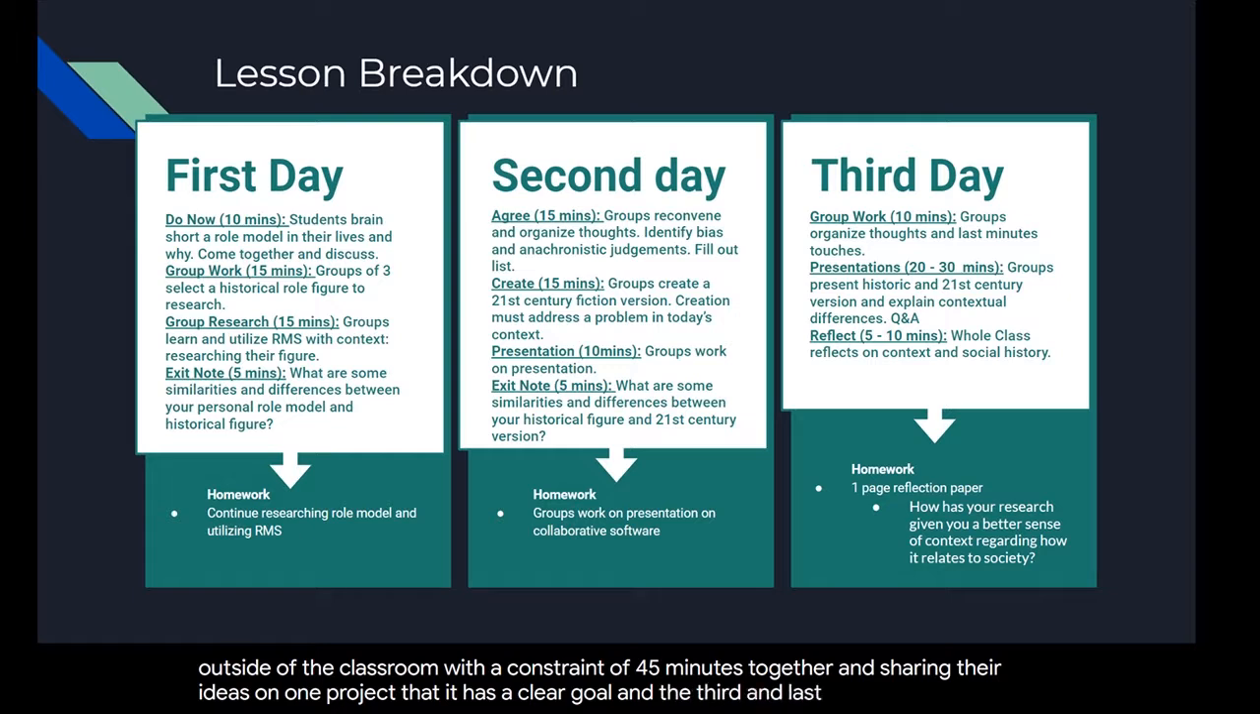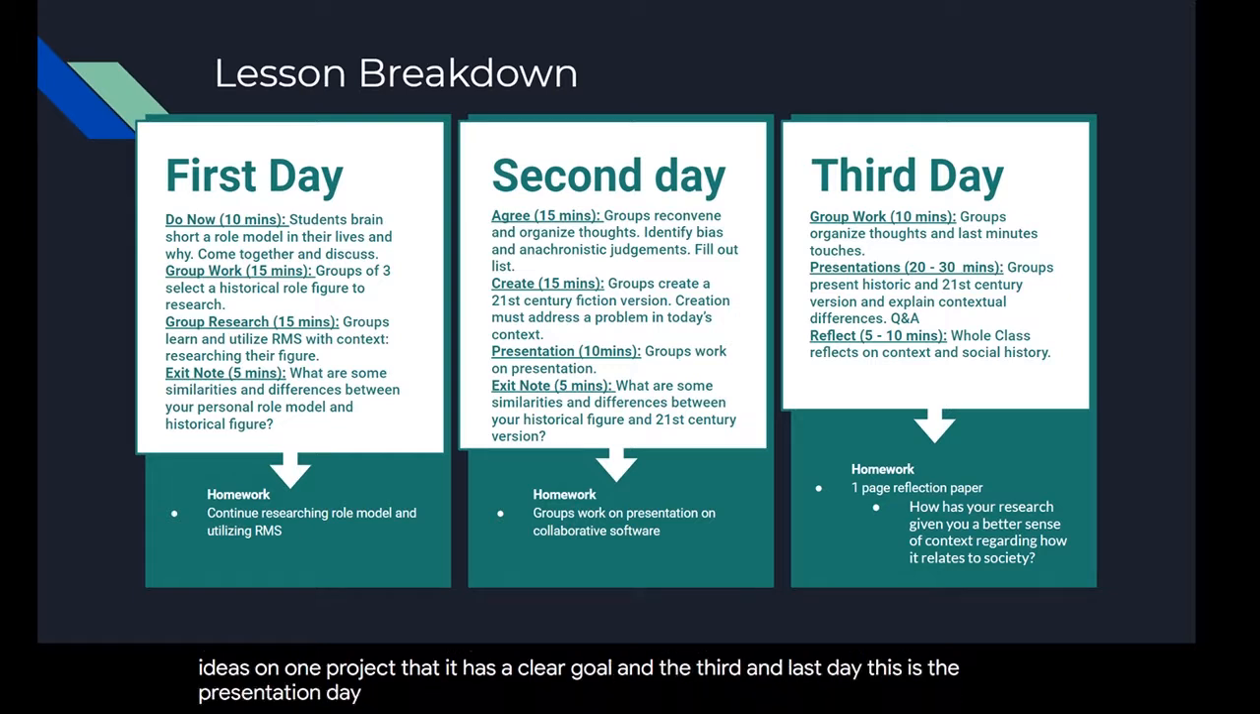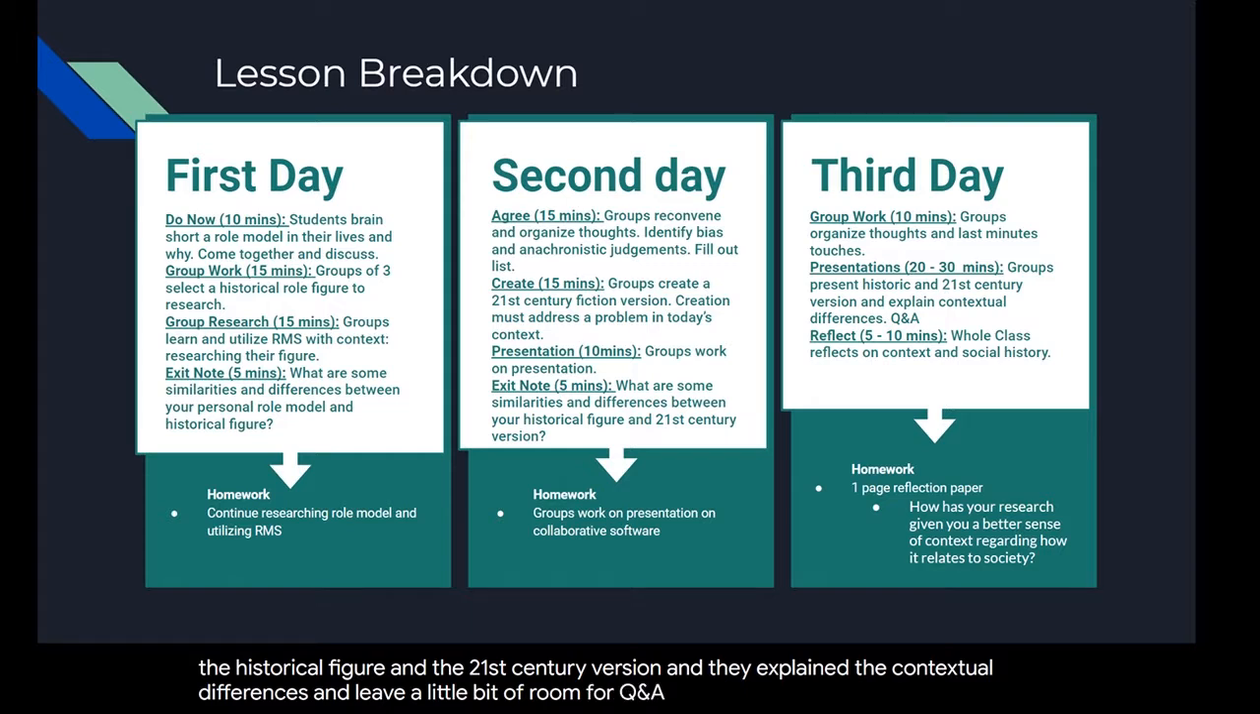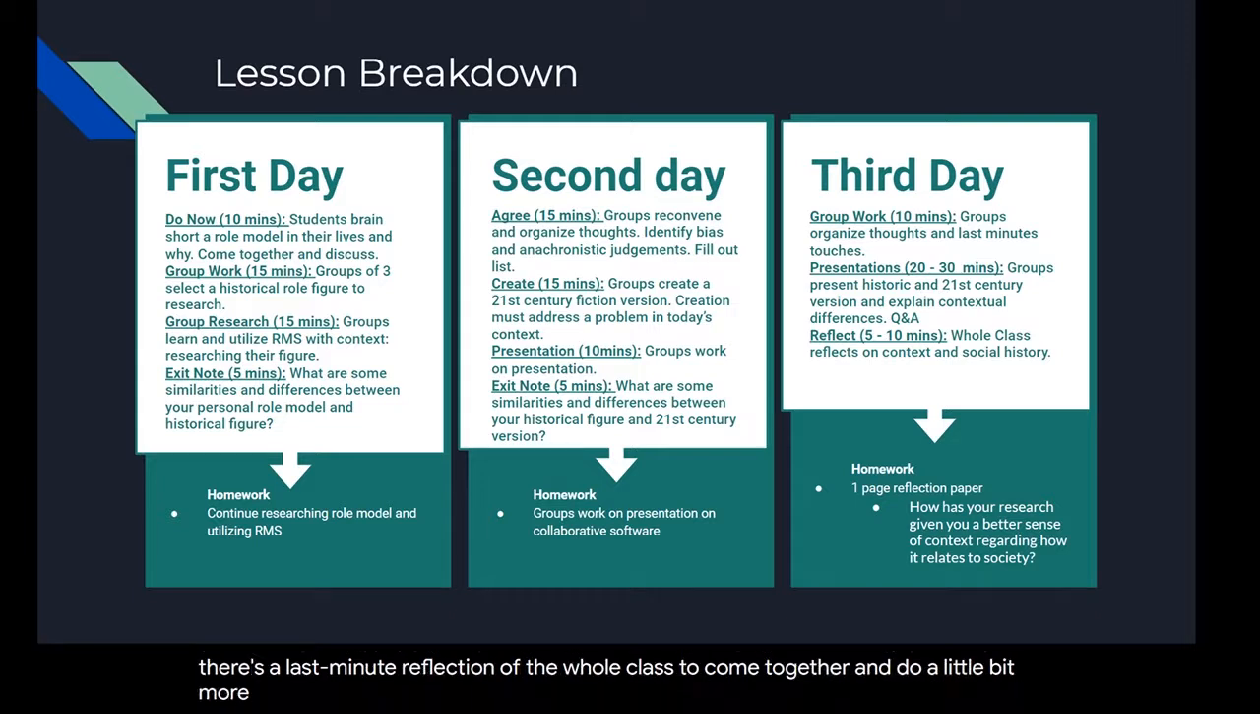And the third and last day, this is the presentation day. So students will come together, organize their thoughts, last minute touches, and then they present the historical figure and the 21st century version. And they explain the contextual differences and leave a little bit of room for Q&A. And then if possible and time is left, there's a last minute reflection with the whole class to come together and do a little bit more context thinking and talking about issues they encountered or potential topics in the future.